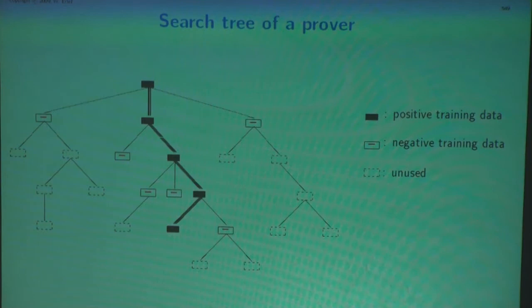From this positive experience, we conclude that all these decisions, first decision, second, third, and fourth, were good decisions. So we can now label these branches as positive training data. But all the other branches at these decision points, so these two are negative, this one is negative, these two are negative, and this one is negative. And all the others are not labeled because we don't know what happens with them. And that's the way we collected training data. So we label our nodes as positive or negative training data.